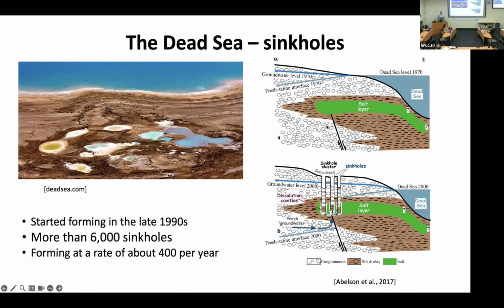And when the sea level was high enough, it was washed by brine, by salty brines, so it kept its formation. As the Dead Sea level dropped, this layer is being washed by fresh water, and it dissolves very quickly and forms these sinkholes. So these sinkholes develop fast, in years, and can collapse very quickly.